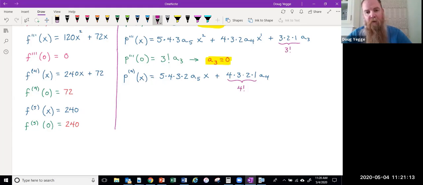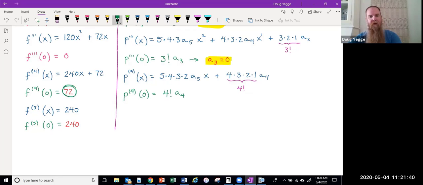There's a really cool pattern happening here, which really means again that the 4th derivative at 0 is equal to 4 factorial times a4. All right, so this is where I'm going to take a side note now. My actual 4th derivative at 0 was 72.